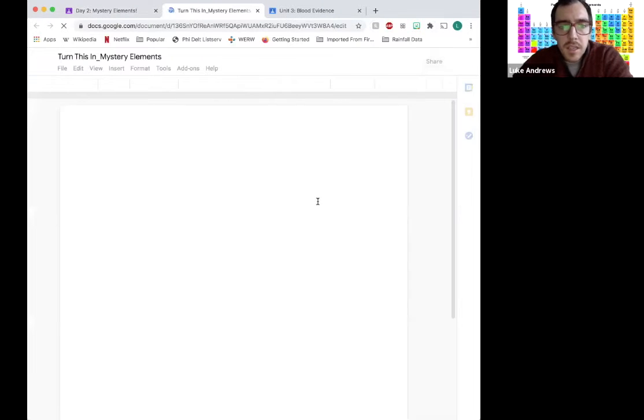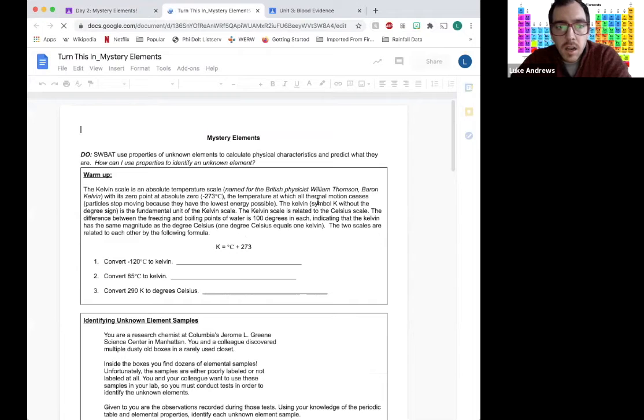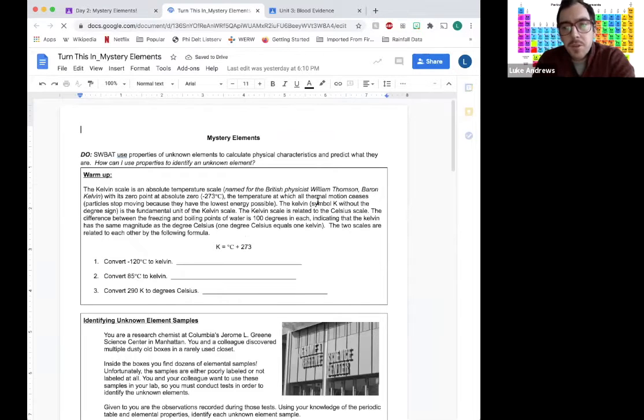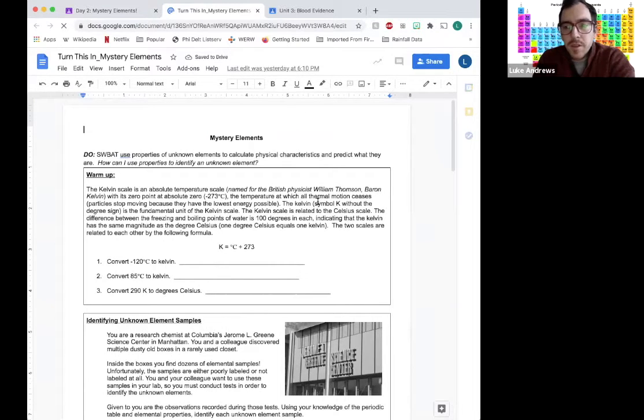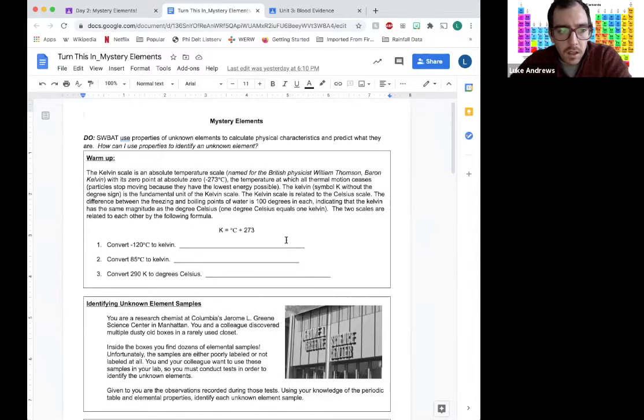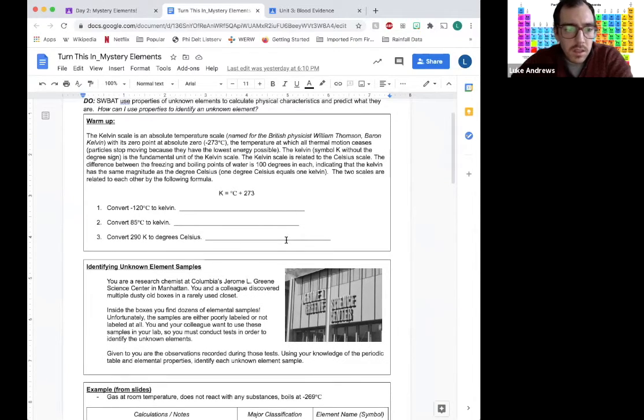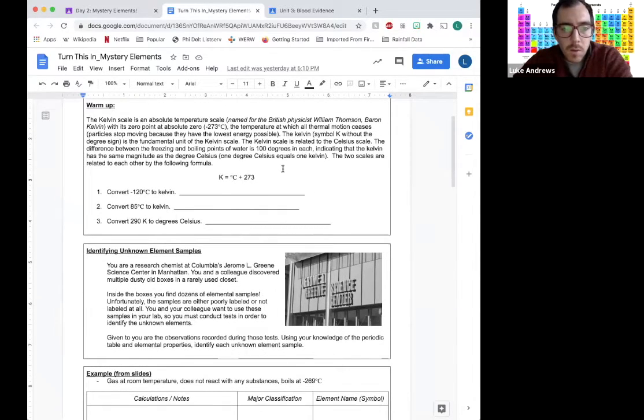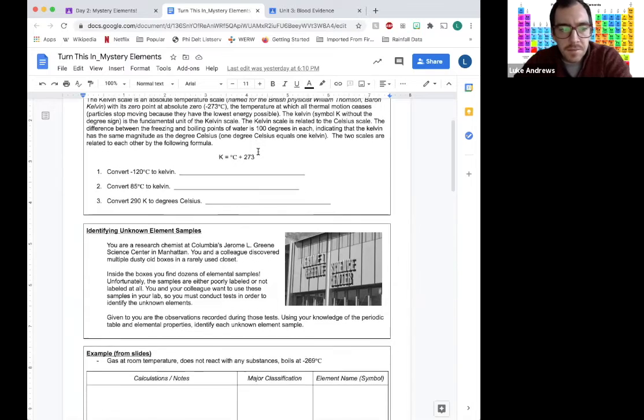Your work is going to be done in this page. I know we've been doing some Nearpods recently, but there was just no way for me to make this activity into a good Nearpod. So we're doing it here. And this is another warm-up about converting a temperature scale, but I already showed you that in the little Google form, so I'm going to let you do that there.